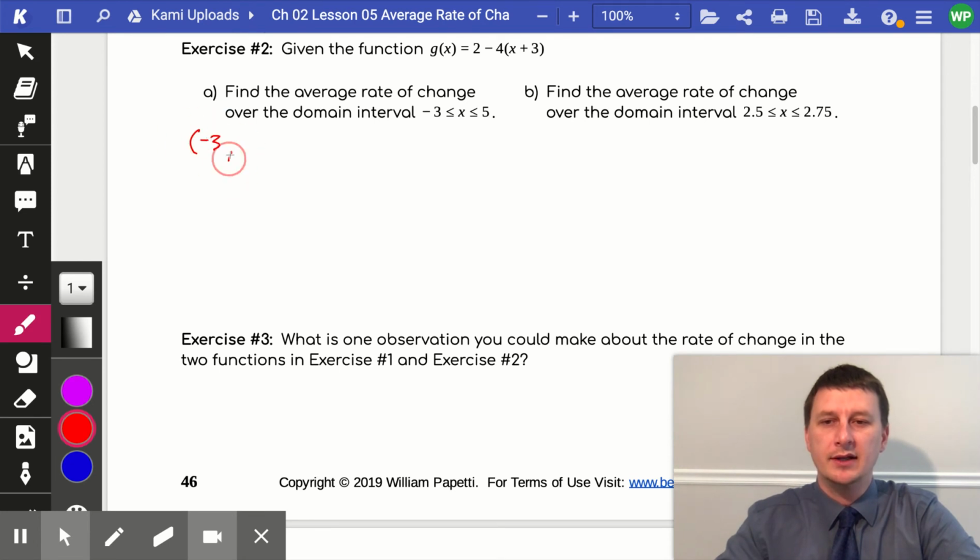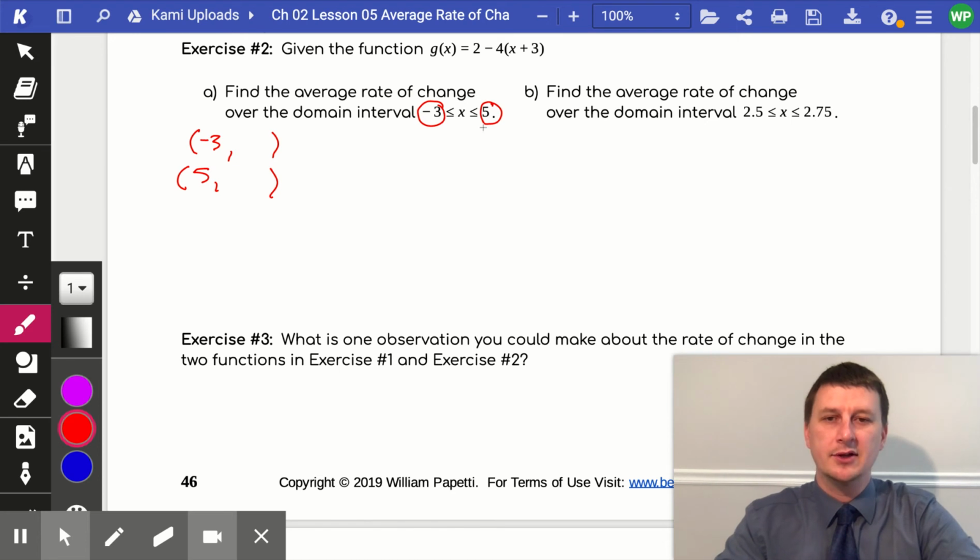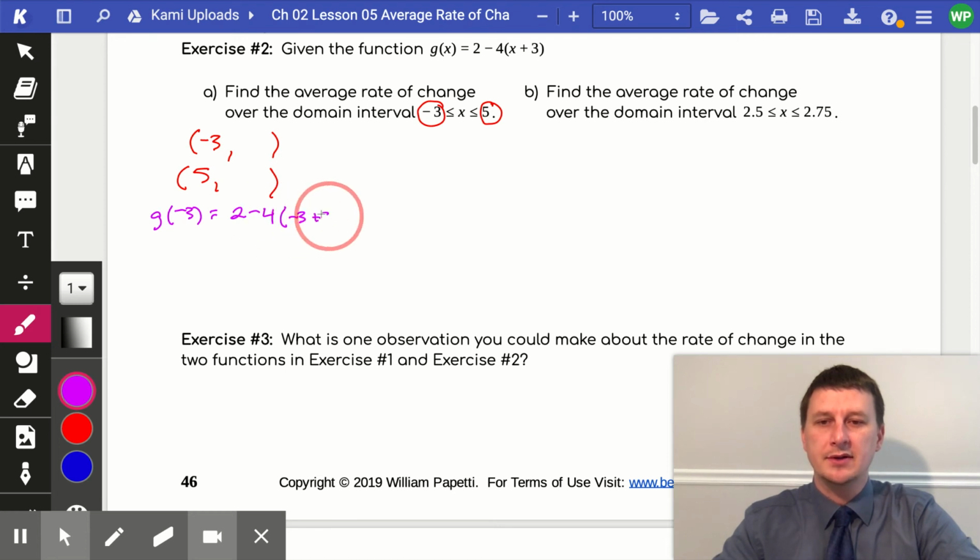We know -3 is one of our x values, and we know that 5 is our next x value because we want to start at this end of the domain interval and end with that side of the domain interval of 5. So there we have those. Now, how do we get our y values? Again, what we want to do to get those y values is substitute the value we do know in for x into our function. So in this case, we're going to have g of -3, and wherever we see an x, we're going to replace it with a -3. So it's going to be 2 minus 4 times (-3 + 3).